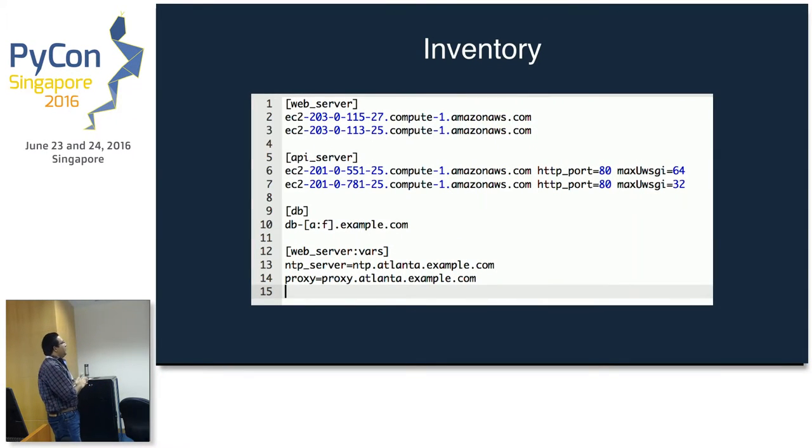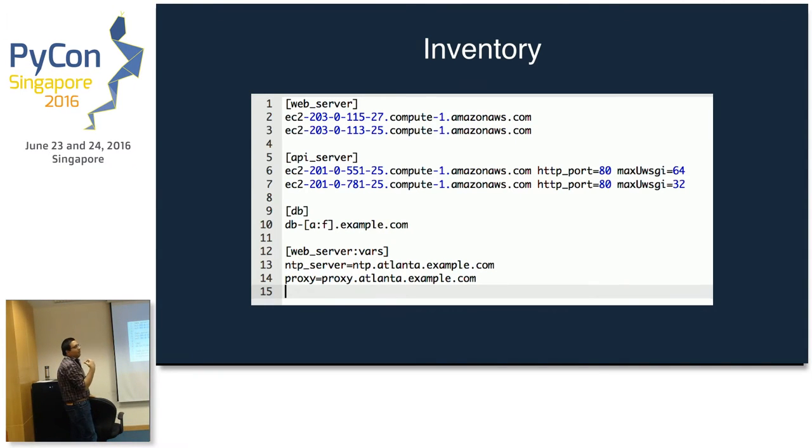So this is a normal inventory file that you just created. You can define different groups. So there is a web server, API server, and DB. And then while running an Ansible playbook, you can say which group you want to run your inventory on. So the playbook will run on these inventory or these EC2 instances. These numbers are all garbled up, so they're not correct. And you can also define different variables. So in API server, I have defined HTTP port as 80 and the max uWSGI processes as 64. So you can use these variables inside your playbook and use those numbers there in a correct manner.